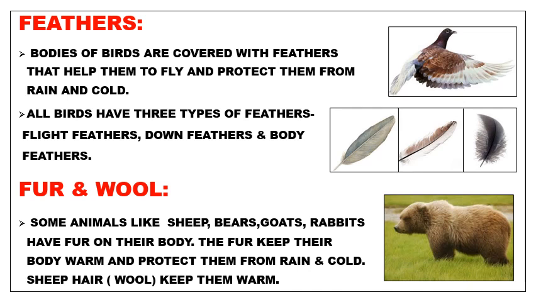Now next is fur and wool. Some animals like sheep, goats, bear and rabbits have fur that covers their bodies. Thick fur protects them from rain and cold. In the same way, sheep hair keeps them warm when it is cold. Even we also use sheep hair to make wool for woolen clothes.